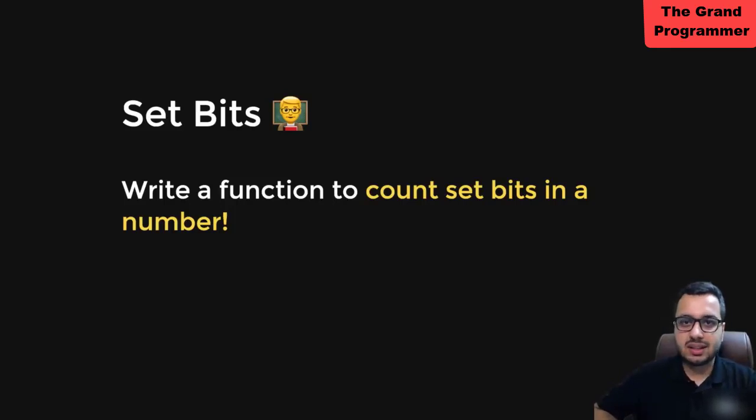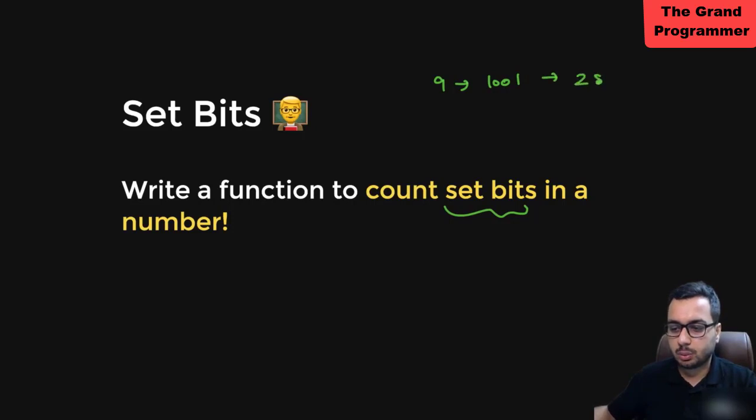Hi everyone, so in this lecture we will see how you can count the number of set bits in a particular number. So what are set bits? Set bits are those bits which are 1. For example, if I give you the number 9, which is 1001, then I can say it has 2 bits which are set bits. So I want to count the number of set bits in the binary representation of any number. That's what we need to do.